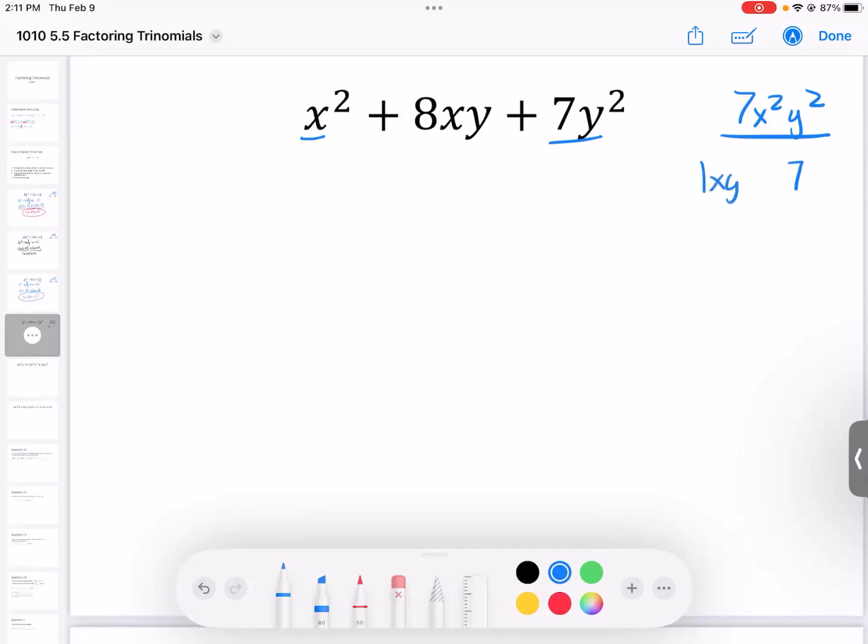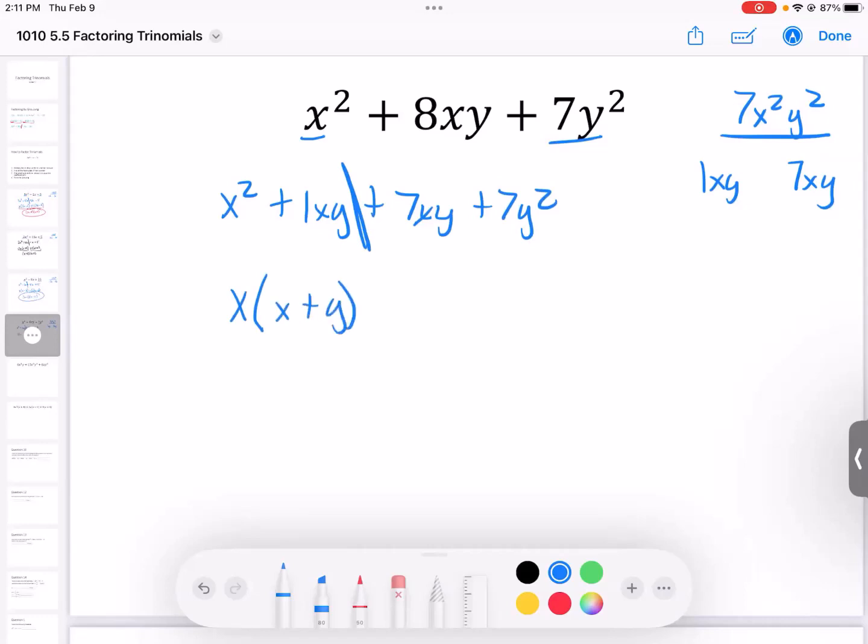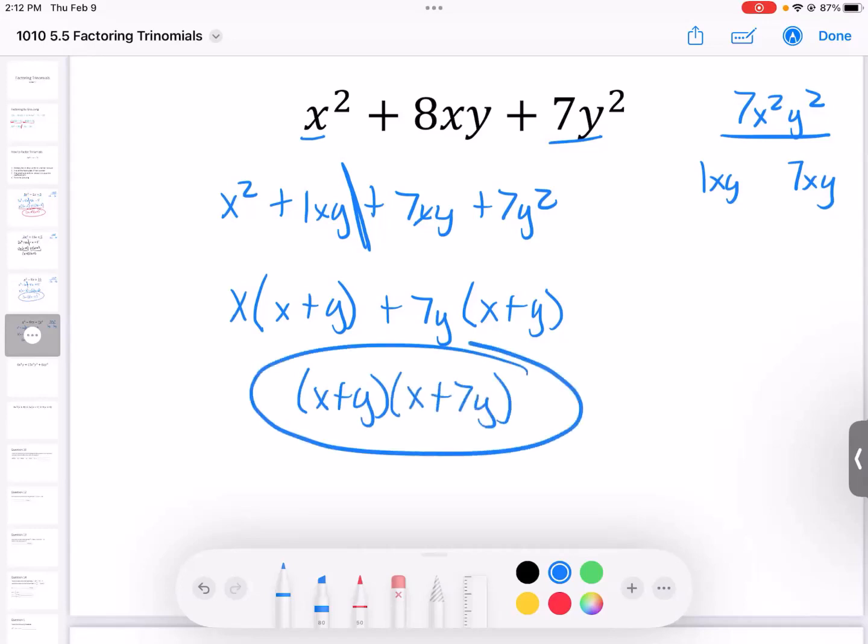Just xy, right? So those are going to be my two terms that I substitute in for the 8xy, and I get x squared plus 1xy plus 7xy plus 7y squared. Split those into two groups. The first group has an x in common, which leaves me with x plus y. The second group has a 7 in common, and a y actually, so a 7y in common. And that leaves me with x plus y. And it's good that my parentheses match because that means I can pull the common factor out, and that leaves me with x plus 7y. So even if you have multiple variables, the process still looks the same.